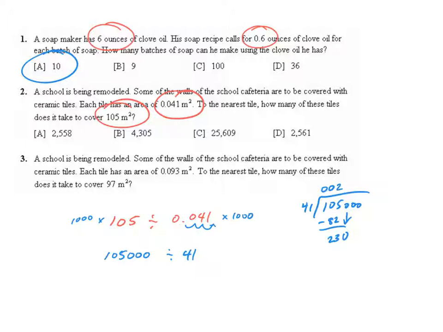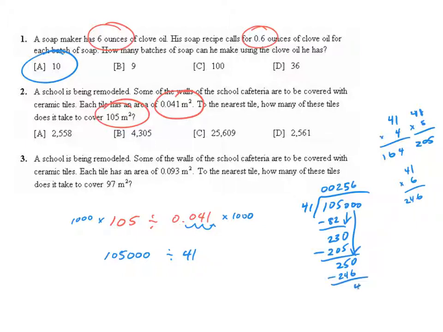And 41 goes into 230. I'm going to guess, let's guess 4 times. Maybe 5 times. That's 164. Let's try 5 times. 41, 5 times. That would be 205. So it's going to be 5 times. And then into 250, that looks like it's going to be 6 times. Yes. 41 will not go into 40.